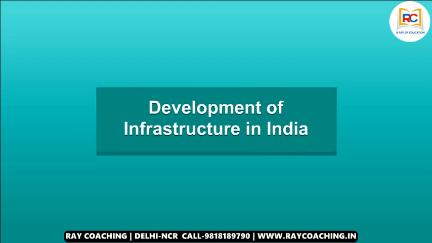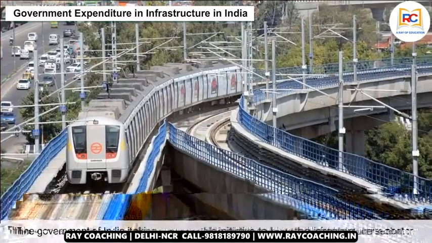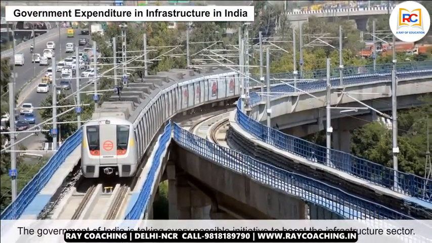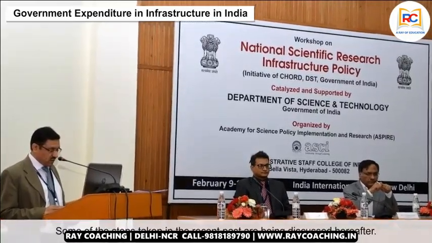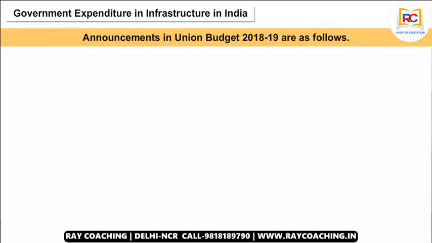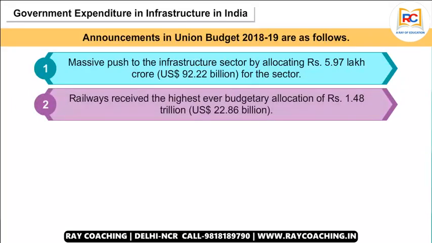Development of infrastructure in India. Government expenditure in infrastructure in India. The Government of India is taking every possible initiative to boost the infrastructure sector. Some of the steps taken in the recent past are being discussed hereafter. Announcements in Union Budget 2018-19 are as follows. Massive push to the infrastructure sector by allocating Rs 5.97 lakh crores, US dollars 92.22 billion for the sector. Railways received the highest ever budgetary allocation of Rs 1.48 trillion, that is US dollars 22.86 billion.